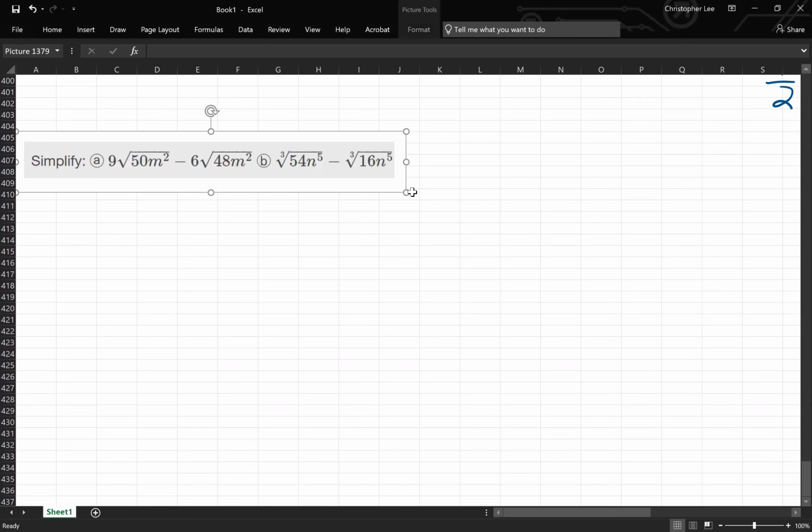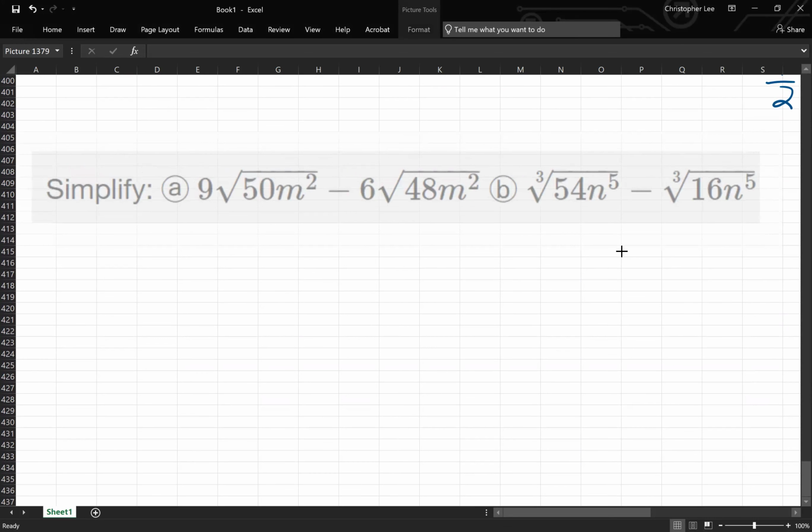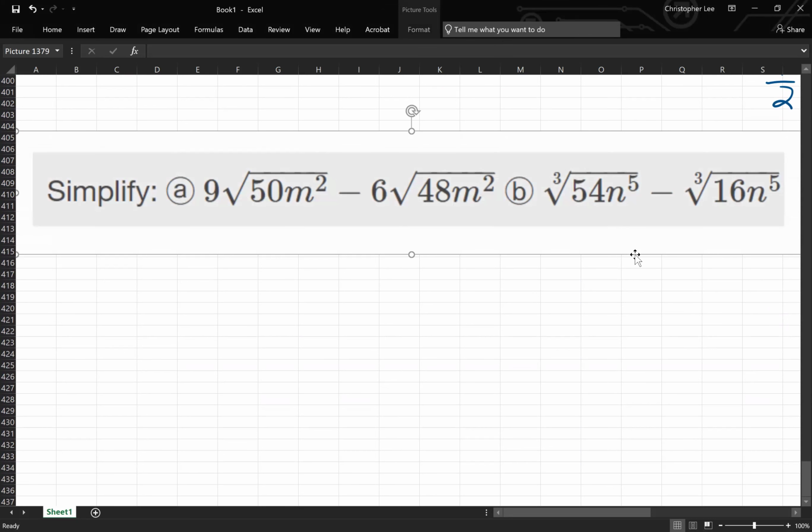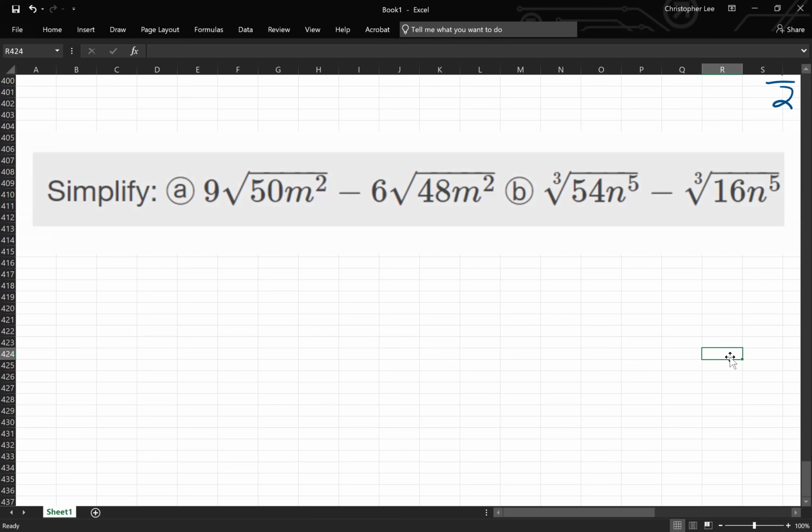This is the same procedure as before. Try it out. Simplify, then combine like terms.